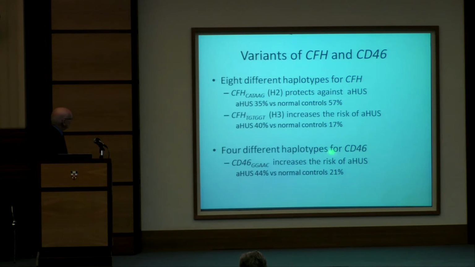Within the population, for the CD46 gene, there are 4 different haplotypes, and we know there's one particular haplotype called CD46GGAAC, which increases the risk of atypical aHUS. The reason we know that is when we look at aHUS, 44% of people have it versus normal controls only having 21%. Now, that information has come from taking a whole series of different patients with atypical aHUS and comparing them with a normal population.